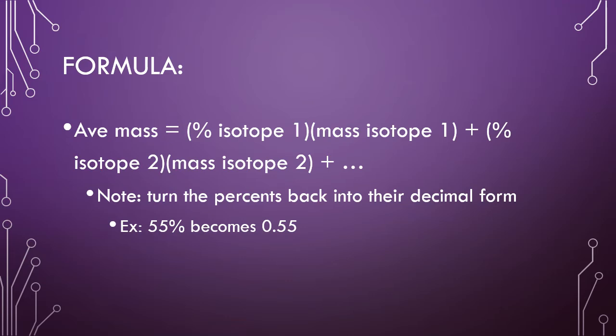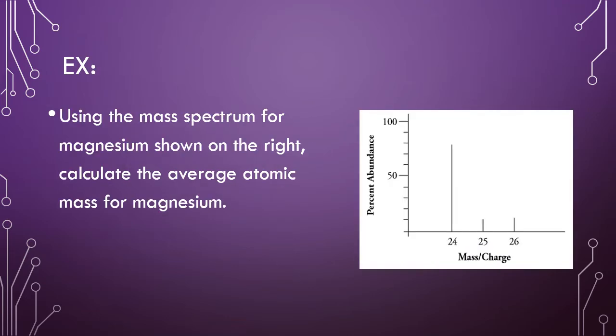So, for example, if one of the percent abundances was 55%, when you use it in the formula, it should be in its decimal form of 0.55. Let's look at an example. Using the mass spectrum that we have here, determine the average atomic mass for magnesium. So, first we have to determine how many isotopes are there.